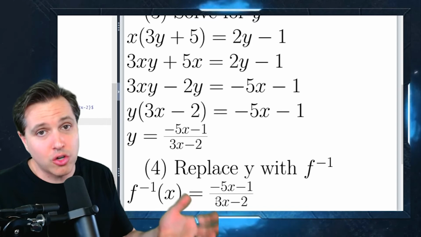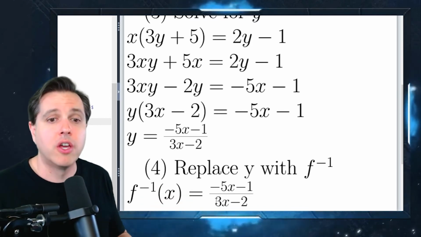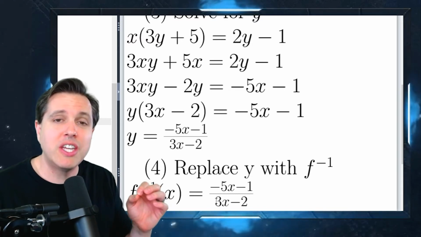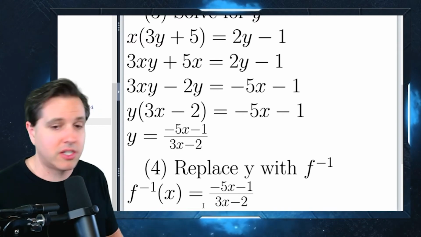So could be an issue. I mean, we can do it, but it's going to be a whole lot of work. Turns out there's a much easier way to check if something is an inverse or not, and that's by graphing it. So let's switch over to that.